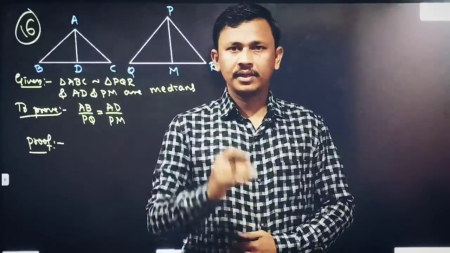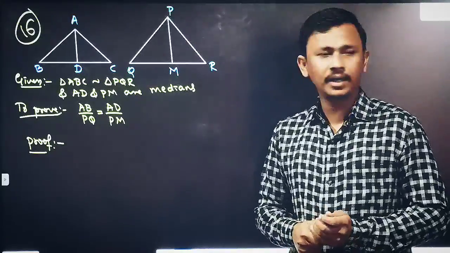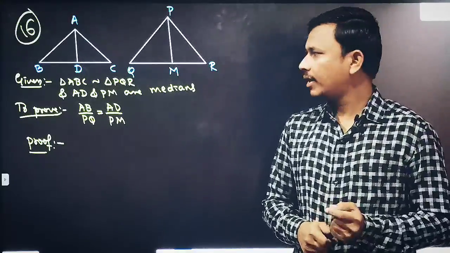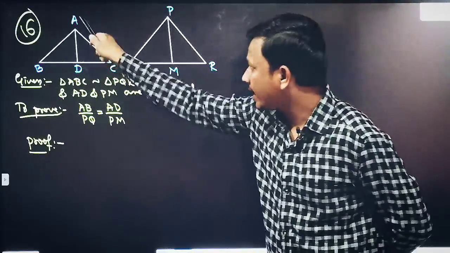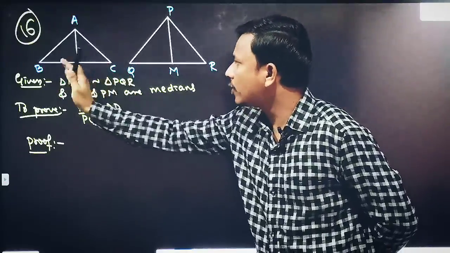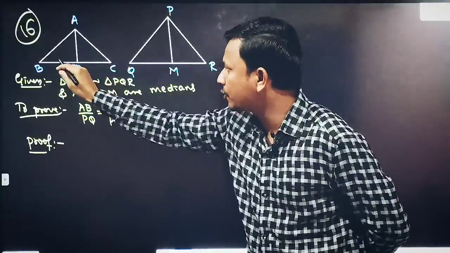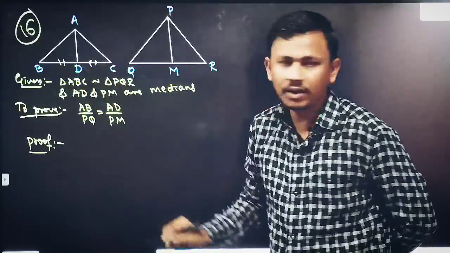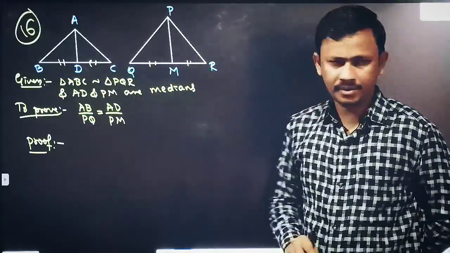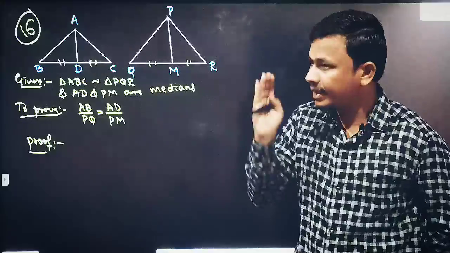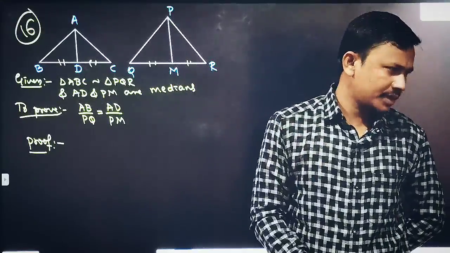16th question. In the given question, they have given triangle ABC is similar to triangle PQR, and they have also given AD and PM are medians. That means AD bisects BC into two halves. What is the meaning of median? AD is making BC into two equal parts. BD is equal to DC and QM is equal to MR, because PM is the median. What is the meaning of median? It will cut the other side into two equal parts.